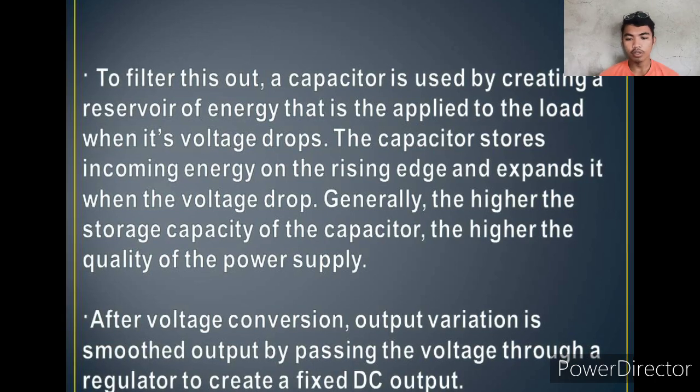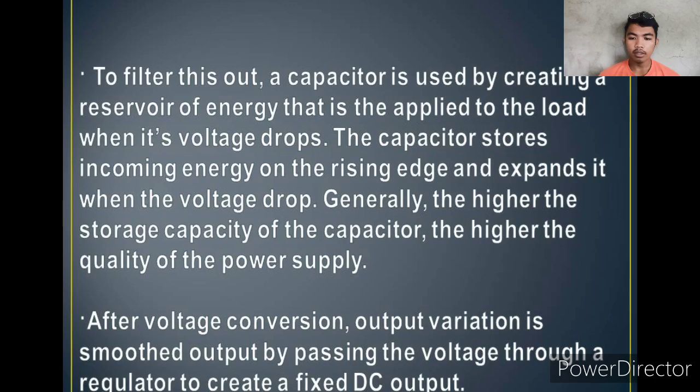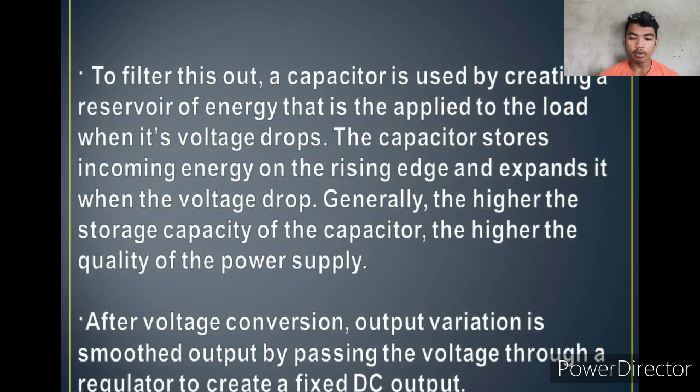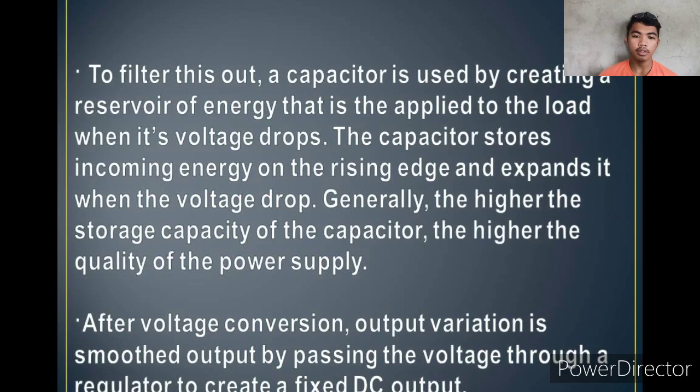After voltage conversion, the output variation is smoothed by passing the voltage through a regulator to create a fixed DC output. So that's it. Thank you.